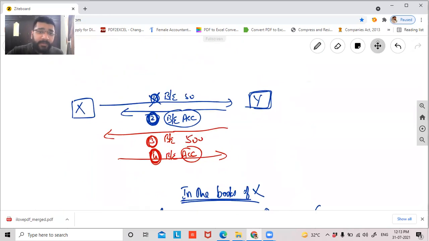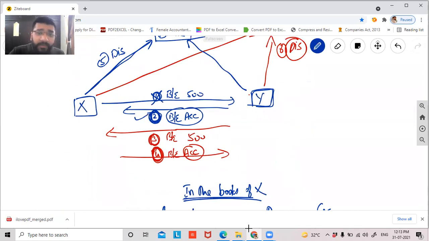Then what is happening, guys? Second entry I've recorded. Third entry, now Y is drawing the bill on X. So when the bill is drawn, we don't record any entry. Only in the fourth stage, when X is accepting the bill, that time you have to record the entry. Now please tell me, guys, if X is accepting the bill, acceptance of the bill means, can I say acceptance of the liability?